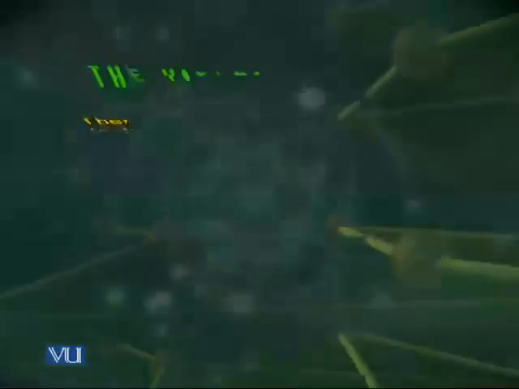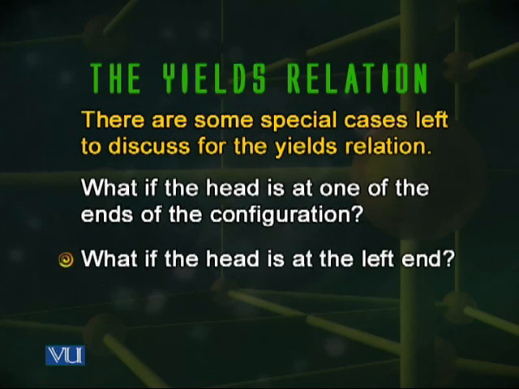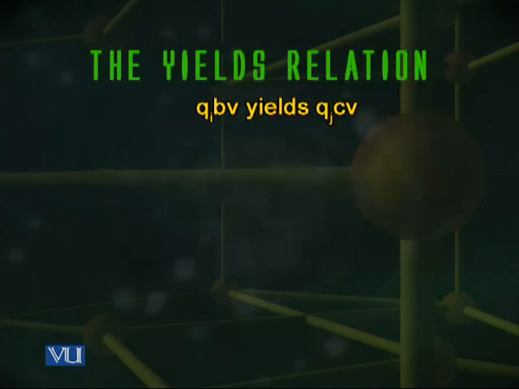We have not completely specified the yield relation yet. For example, we have not specified what happens when the tape head happens to be at one of the ends of the configuration. Let us do that now. In the special cases when the head is at the end of the configuration, the yields relation is defined as follows. Let's look at the case when the head is at the left end. Suppose the Turing machine is in configuration QI, B, V.